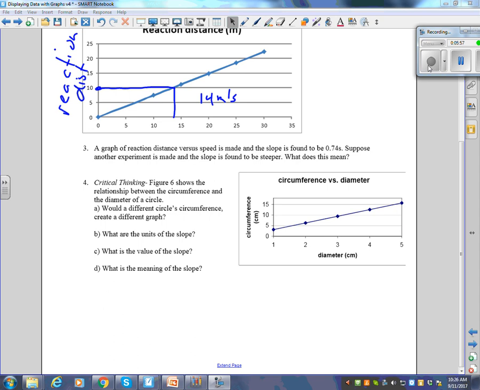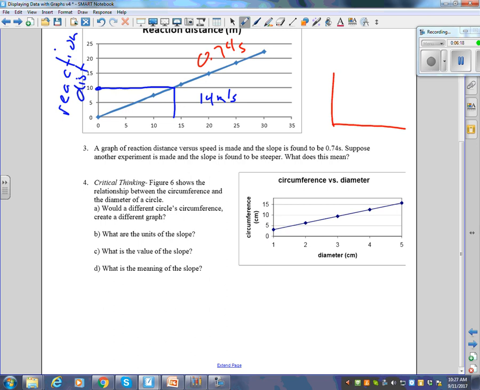Number 3, a graph of reaction distance versus speed, and the slope is found to be 0.74 seconds. So we've got this graph. It's reaction distance versus speed. I guess it's the same as this kind of thing, right? And the slope is 0.74 seconds. Suppose another experiment is made and the slope is found to be steeper.